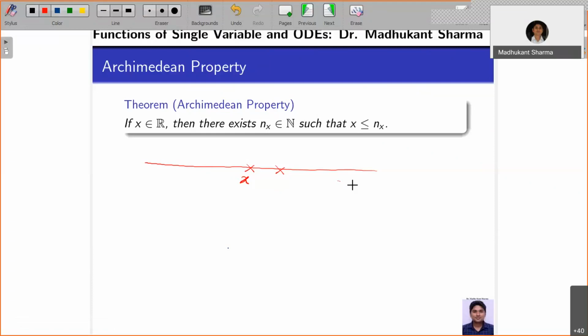Okay. So now if we want to establish this result, suppose x belongs to R, so you fix x in R, and let's say there does not exist any such n. What will it give you? If the above statement is not true, then what happens is you will have n is less than or equal to x, or n is strictly less than x, for all n belonging to the set of natural numbers.